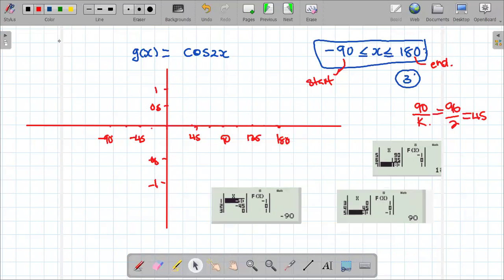Perfect. Let's check the graph. If x equals negative 90, what is y? Negative 1. I'm just going to have negative 1 here. If x equals negative 45, what is y? 0. My graph is here. If x is 0, what is y? 1. Yeah.